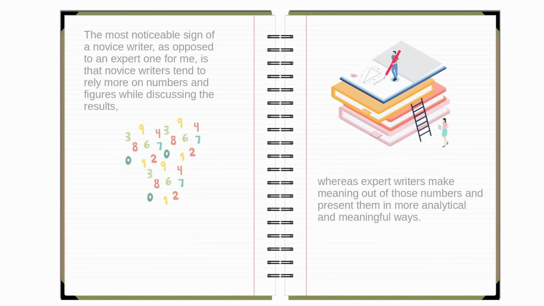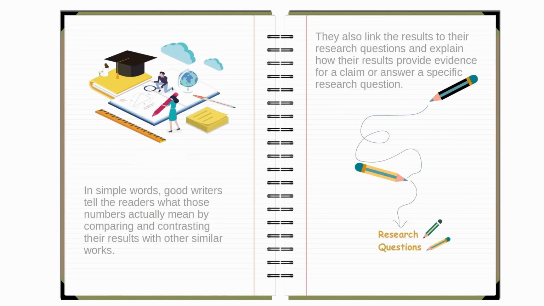The most noticeable sign of a novice writer as opposed to an expert one, for me, is that novice writers tend to rely more on numbers and figures while discussing the results, whereas expert writers make meaning out of those numbers and present them in more analytical and meaningful ways. In simple words, good writers tell the readers what those numbers actually mean by comparing and contrasting the results with other similar works. They also link the results to their research questions and explain how the results provide evidence for a claim or answer a specific research question.